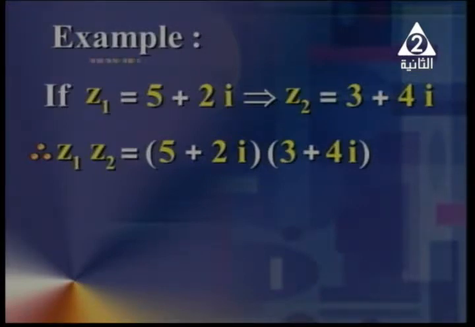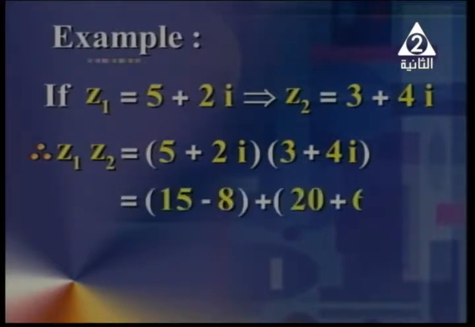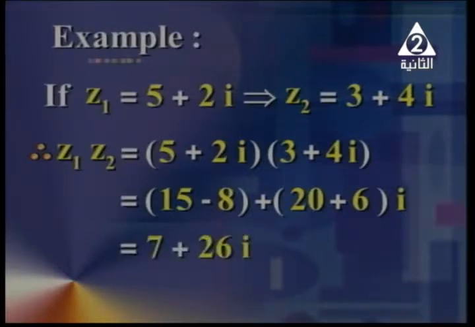What is the first times first? 15. Then 2i times 4i is 8i squared, which equals negative 8. What is the product of the two means? 6i. What is the product of the two extremes? 20i. When we add 6i plus 20i we get 26i, this is the imaginary part. Then the result is 15 minus 8, plus 20 plus 6i. The answer is 7 plus 26i.